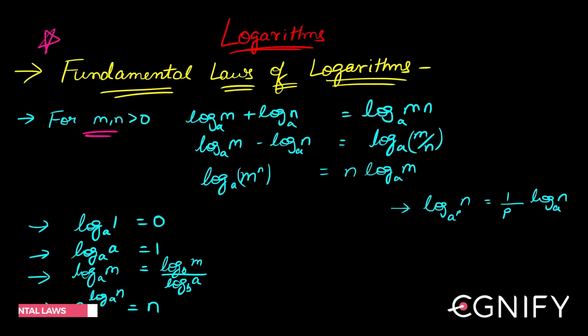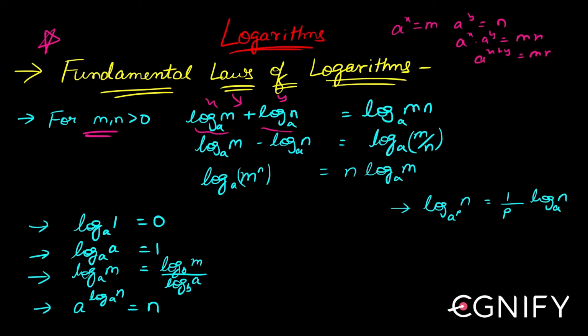So for m, n greater than 0, log m plus log n with the same base a is equal to log mn base a. It's not very difficult to prove it, because if you let this equal to x and let this equal to y, then I can say that a power x will be equal to m and a power y will be equal to n. So a power x into a power y will be equal to mn. So a power x plus y will be equal to mn. So log mn base a will be equal to x plus y, and x was log m base a and y was log n base a, right? So very simple to prove it, just very similar.